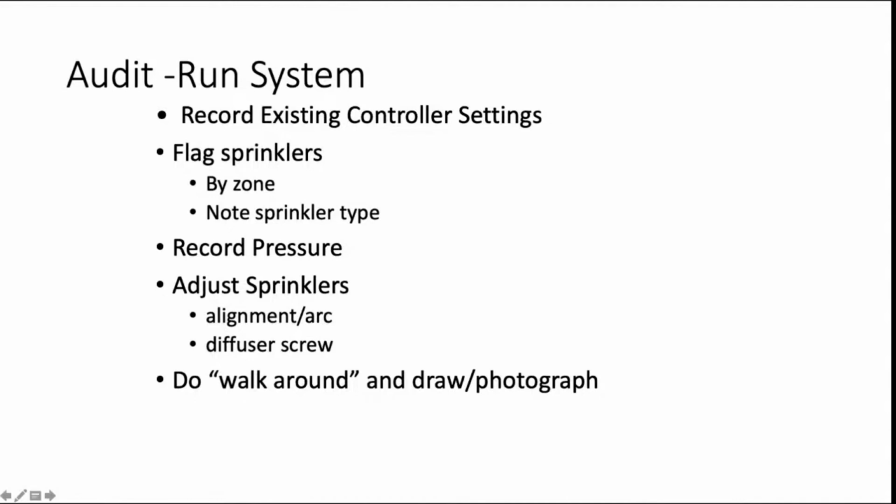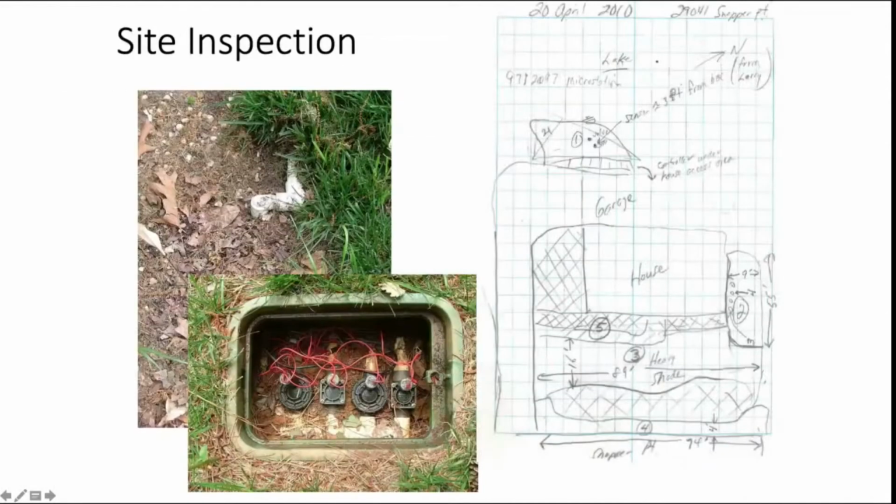Nothing beats walking around taking drawings and photographs. Here's one now. This is my drawing. It's not exactly a Leonardo da Vinci prize drawing, but at least I can read it, and it shows the different zones I've numbered here. Shows where the valves are. And in this case, it shows where we're going to install a sensor-based smart system, and so we can attach it to the zone.